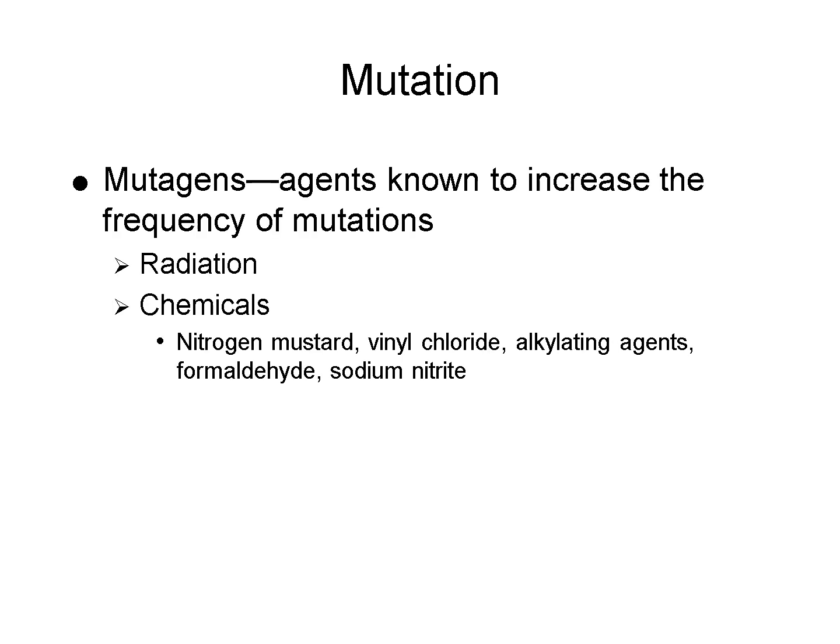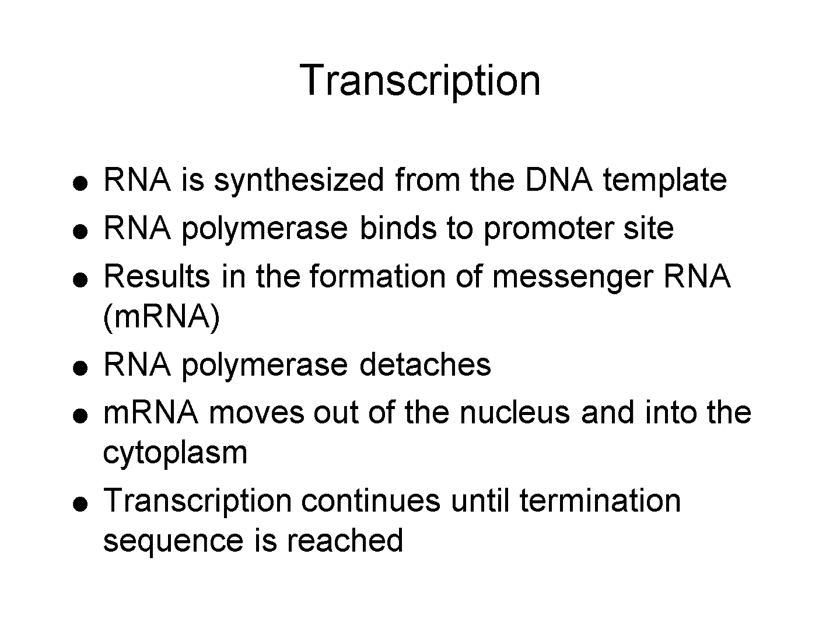Mutagens are agents that are known to increase the frequency of mutations. Some common mutagens include radiation, which can damage DNA directly, and chemicals, such as nitrogen mustard, vinyl chloride, alkylating agents, formaldehyde, and sodium nitrite. These agents can alter the structure of DNA, leading to changes that may be passed down through generations. Transcription is the process where RNA is made using DNA as a template.